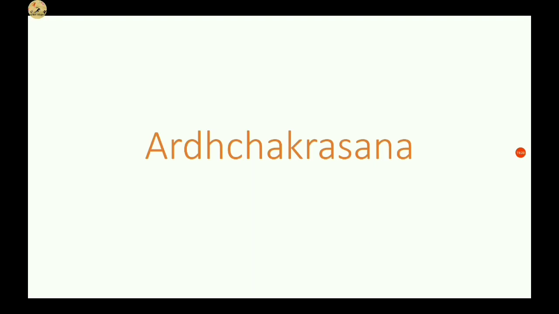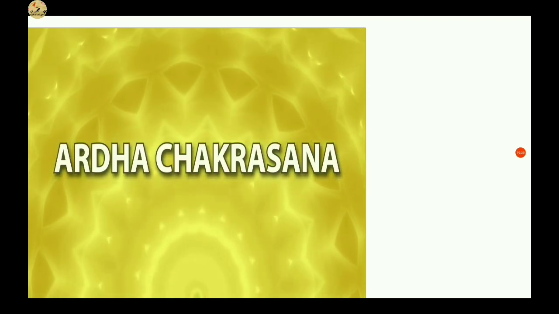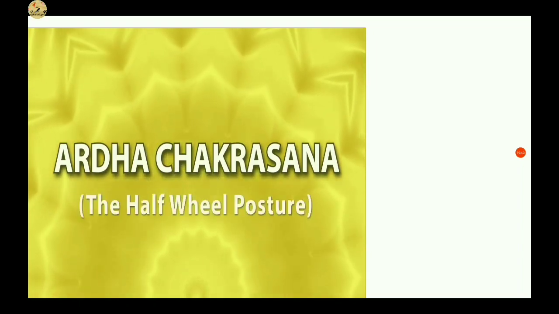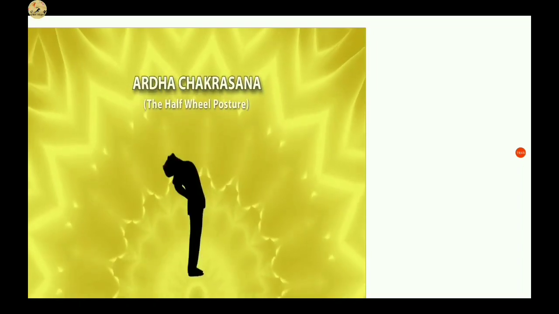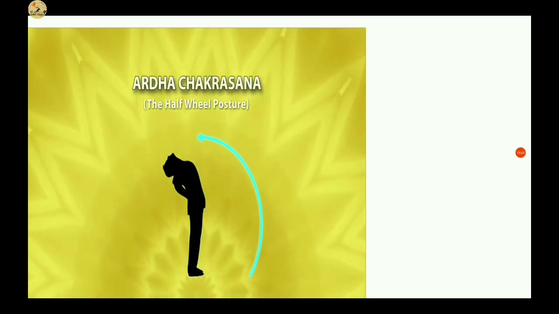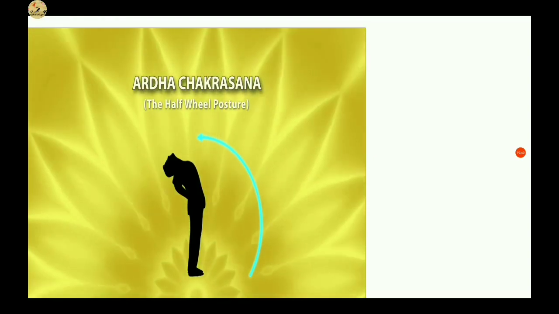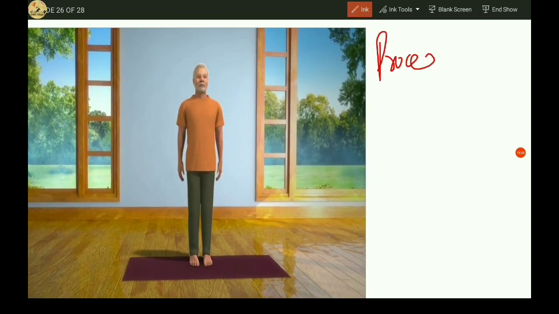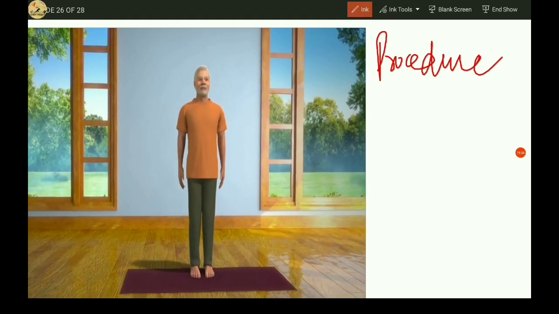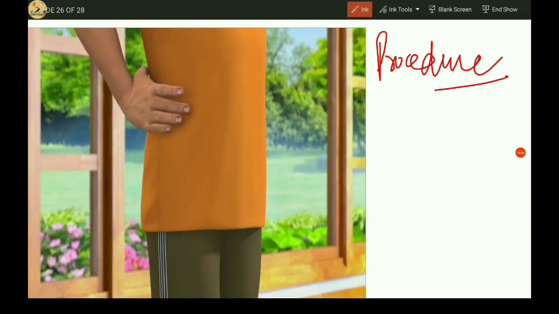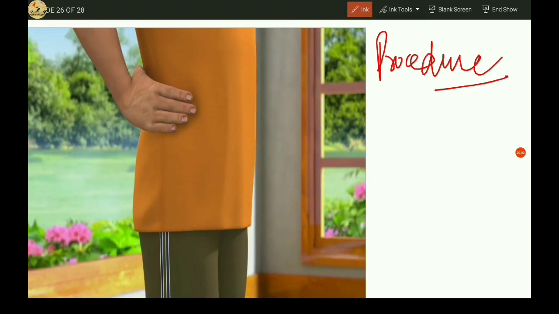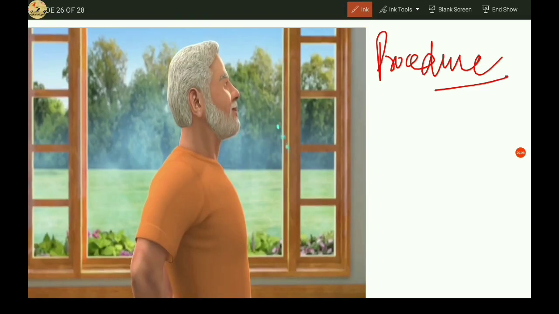Now we will discuss about the Ardha Chakrasana. Ardha Chakra Asana. Ardha means half. While doing this asana, the posture of your body is like a half chakra or like a half wheel posture. Procedure. To do this asana, first stand in a straight position. Place both your hands on the waist to give it support. Take care that all your fingers are joined together, which then will give proper support to your waist.